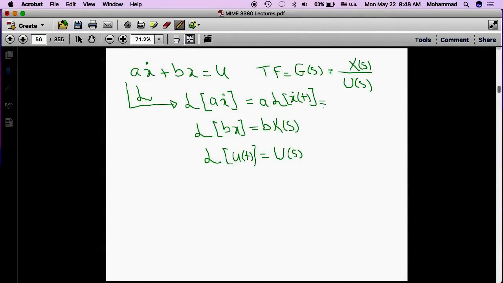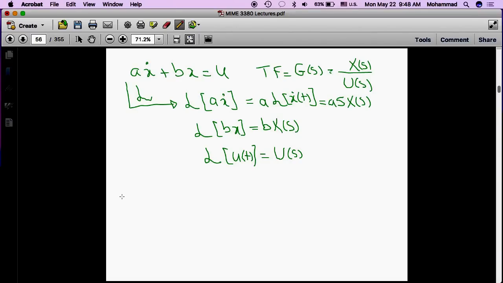The Laplace transform of a x dot of t becomes... we said time differentiation is equivalent to multiplying by s. So it would be s times X of s. That's it. So it would be a, because it's a coefficient, times s times X of s, which is the Laplace transform of a x dot. So let's put everything together.